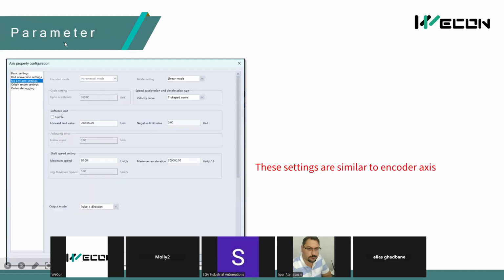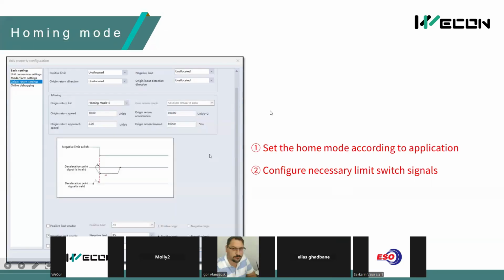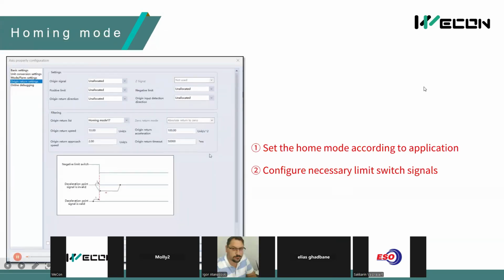And these parameters are similar to the encoder axis, so we can skip this. You can see here we can set the forward limit, negative limit, the speed limit, acceleration limit, and some other parameters.